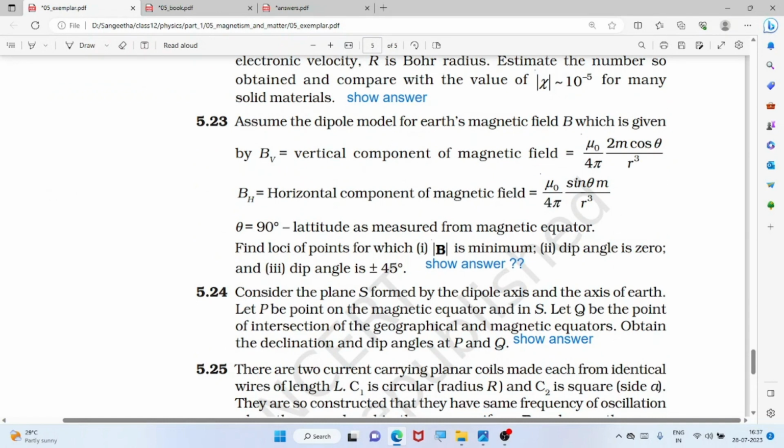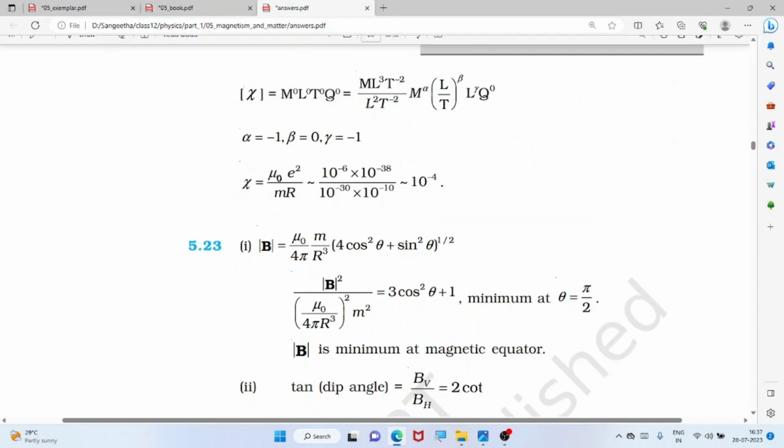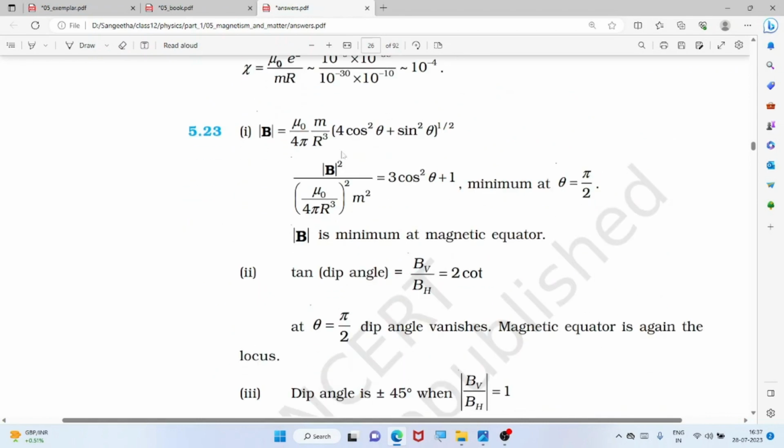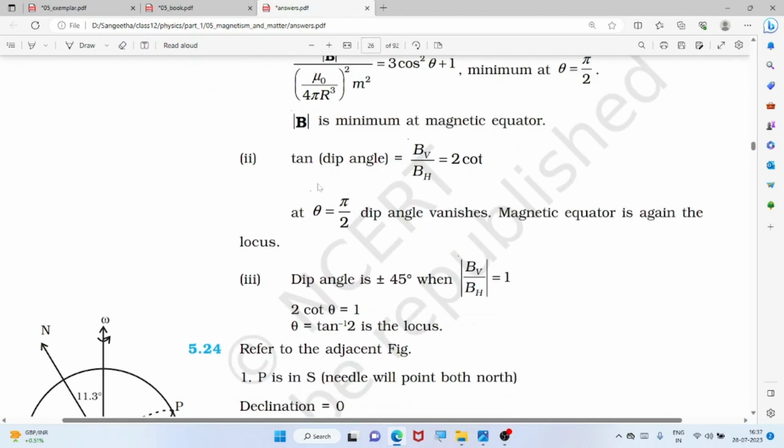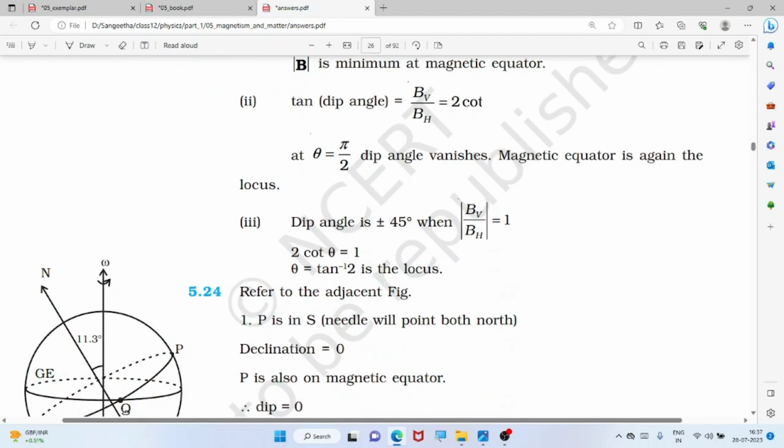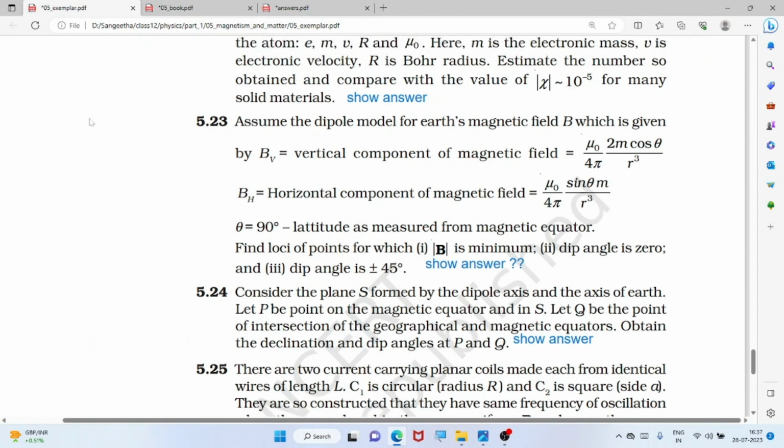Assume a dipole model of the Earth's magnetic field, which is given by the vertical component of the magnetic field, and this is the horizontal component of the magnetic field. Okay, that is 5.23. They have given the answer, you can go through that.